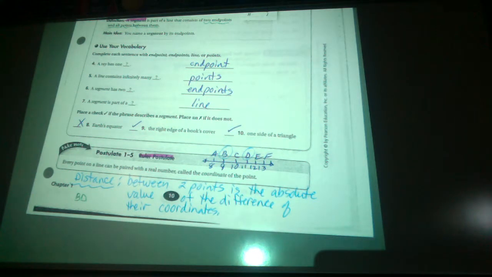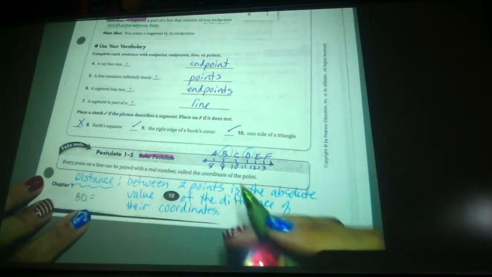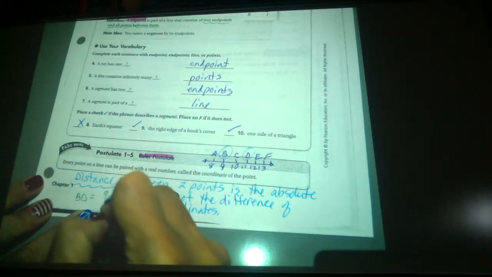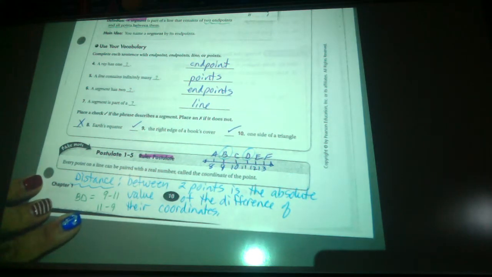And so I could actually subtract those numbers in two different ways. I could subtract them as 9 minus 11 or 11 minus 9. One of those gives me a negative value and one gives me a positive value. Since distance cannot be negative, no matter how short you are, you're never a negative height. So don't let anybody tell you otherwise.